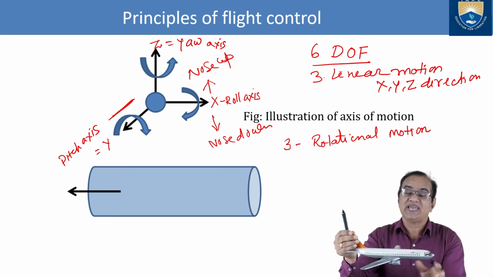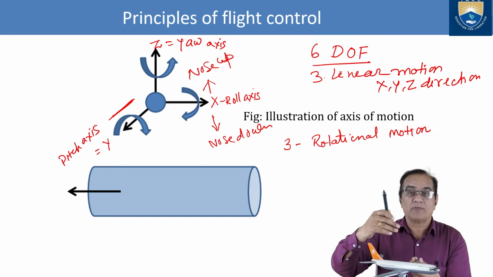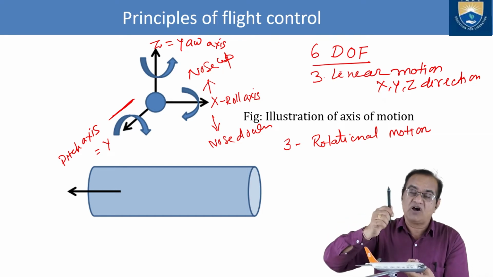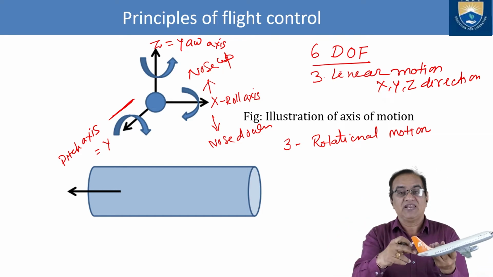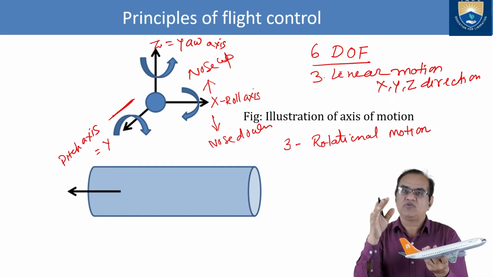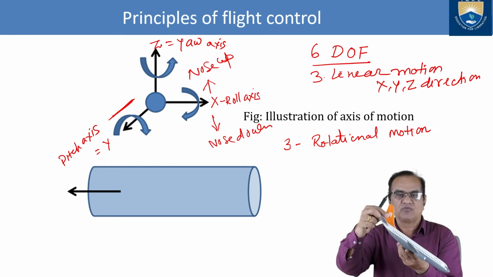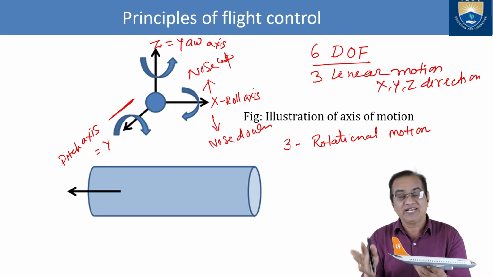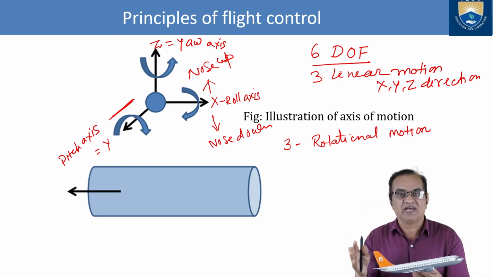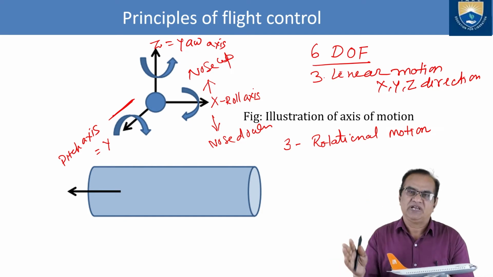So if you want to make the aircraft nose down, the pilot has to apply the forward motion of this stick. The elevator will go down. This down motion of the elevator will produce an upward force and this will try to make the aircraft nose down. So that is the basic principle of pitching control.